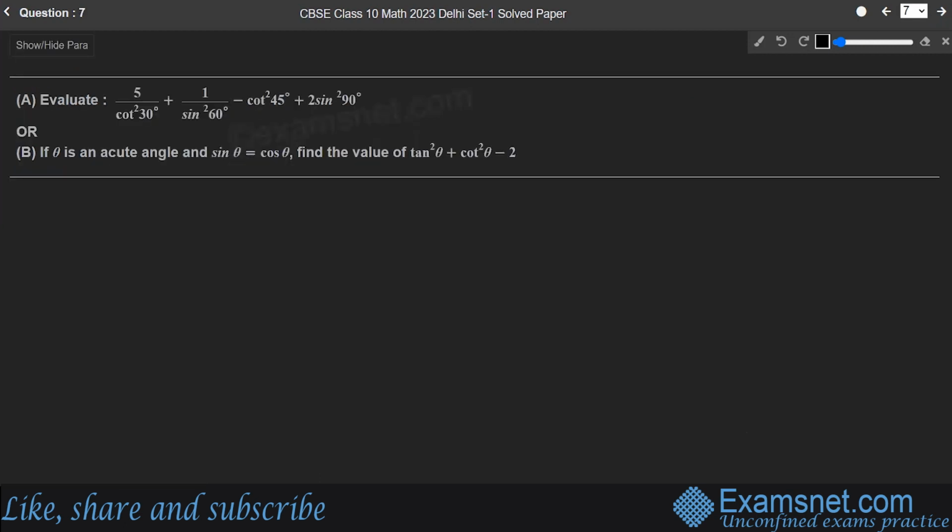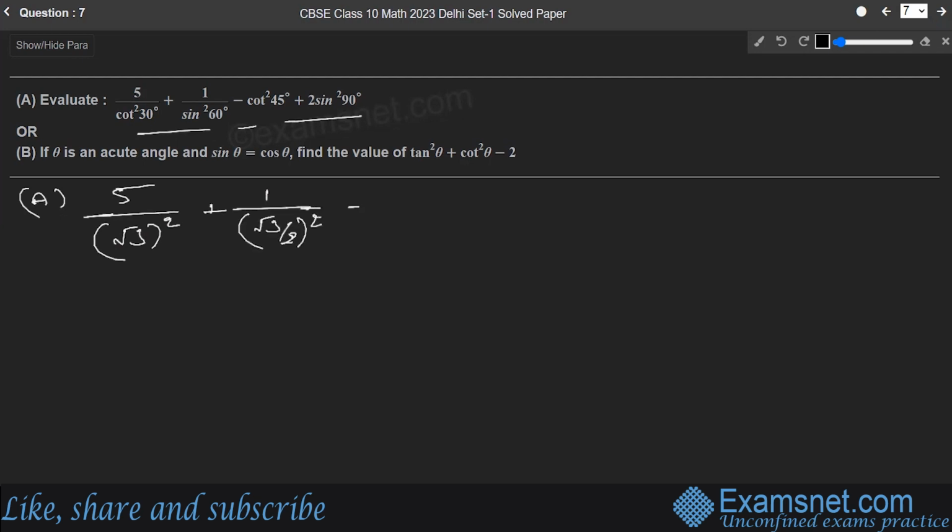Next one. Now, there are two parts in this question. Part A says evaluate 5 cot square theta and so on. We know the values of each, so we will keep putting in the values. 5 cot square 30 is the first term. Cot 30 is root 3, so cot square 30 will be root 3's whole square, plus 1 upon sine square 60. Sine 60 is root 3 by 2, so sine square 60 will be root 3 by 2's whole square, minus cot square 45. The cot 45 value is 1.